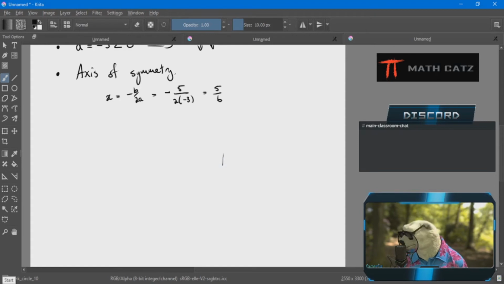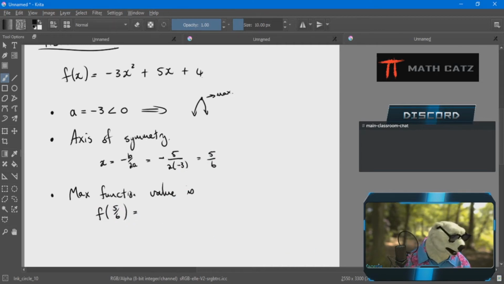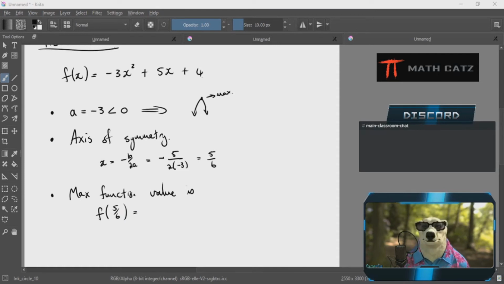Now, let me see. I know there's going to be a maximum, right? Because the value of a tells me that it's going to be a maximum. I want to find the maximum value. The maximum function value, which is the y-coordinate of the vertex, is f of 5/6. And I can calculate that with the calculator. Let's see if MathBot can do that. That's my calculator. I don't have an actual calculator in front of me. I trust MathBot as my calculator.